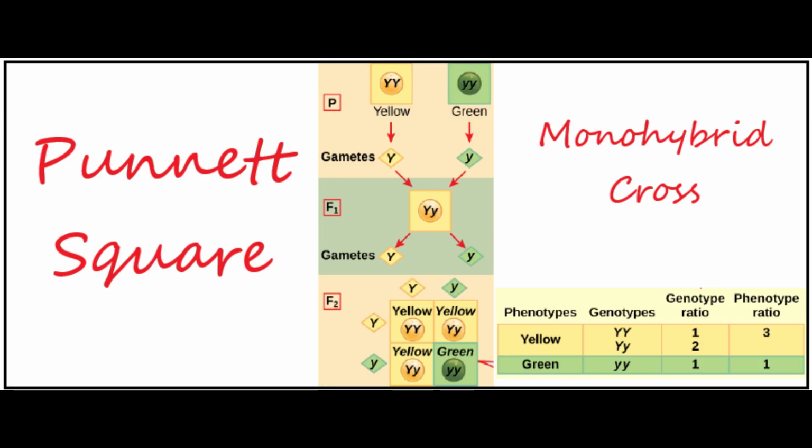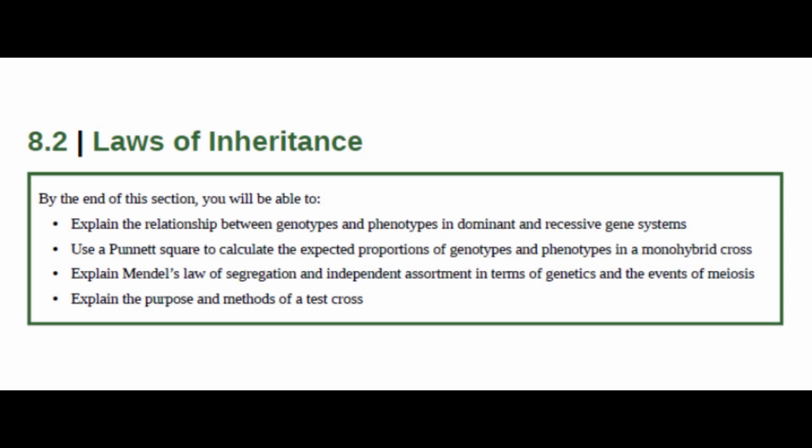Laws of inheritance. By the end of this video, you will be able to explain the relationship between genotypes and phenotypes in dominant and recessive gene systems, use a Punnett square to calculate the expected proportions of genotypes and phenotypes in a monohybrid cross, explain Mendel's law of segregation and independent assortment in terms of genetics and the events of meiosis, and explain the purpose and methods of a test cross.